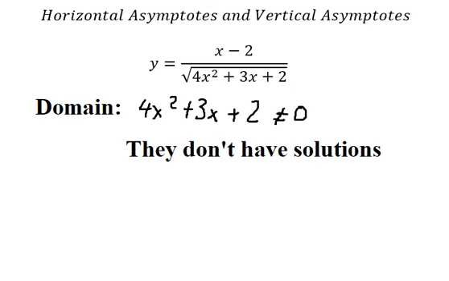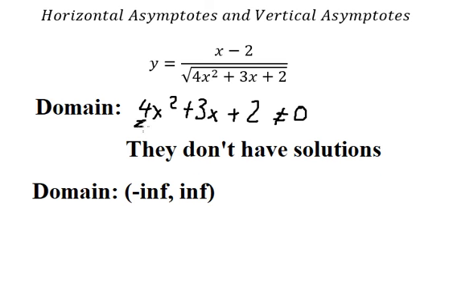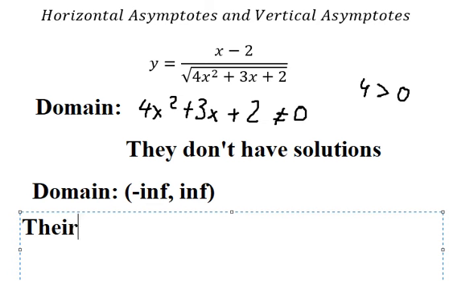So we can say the domain here is from negative infinity to positive infinity, because the highest power we have is 4. So 4 is greater than 0. That means it is always a positive number here, and we don't have a root that makes it equal to 0. So we can say that there is no vertical asymptote.